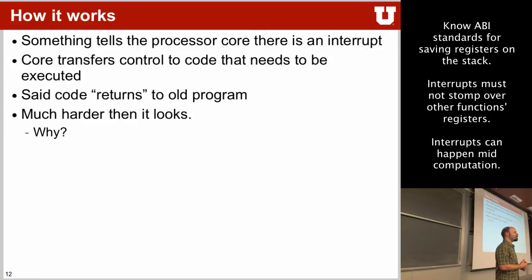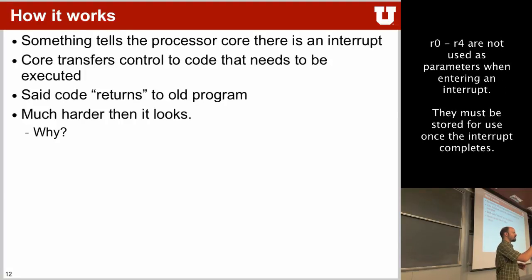So we have to save registers. What about registers 0 through 4? They're volatile. You can't guarantee that the values you save stay, exactly, in a function at least. You have to save them because an interrupt can happen anywhere.